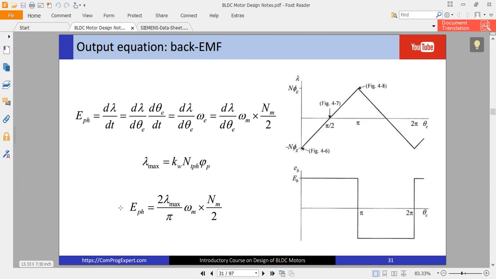So the induced back EMF, E phase, is equal to... If I look at this figure, I can calculate the induced back EMF. The variation of the flux linkage in half of the electric period is from negative lambda max to lambda max, or actually 2 times lambda max divided by pi electric degrees, right? So this is the phase back EMF.